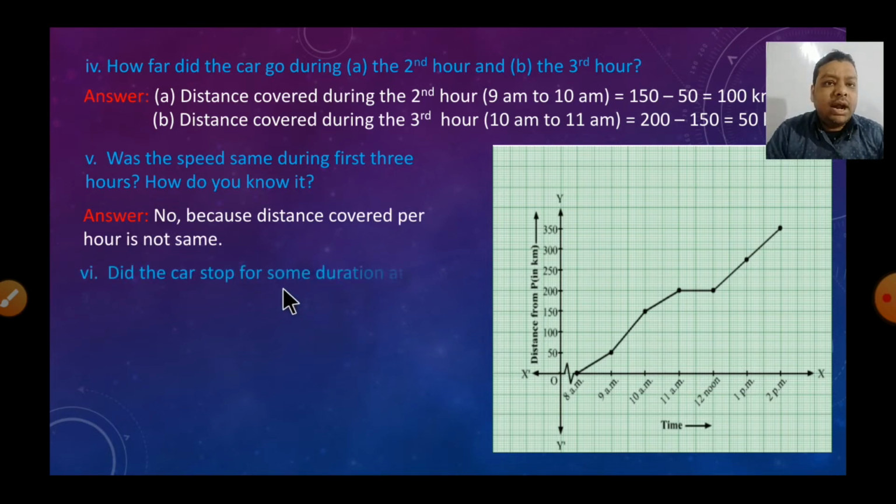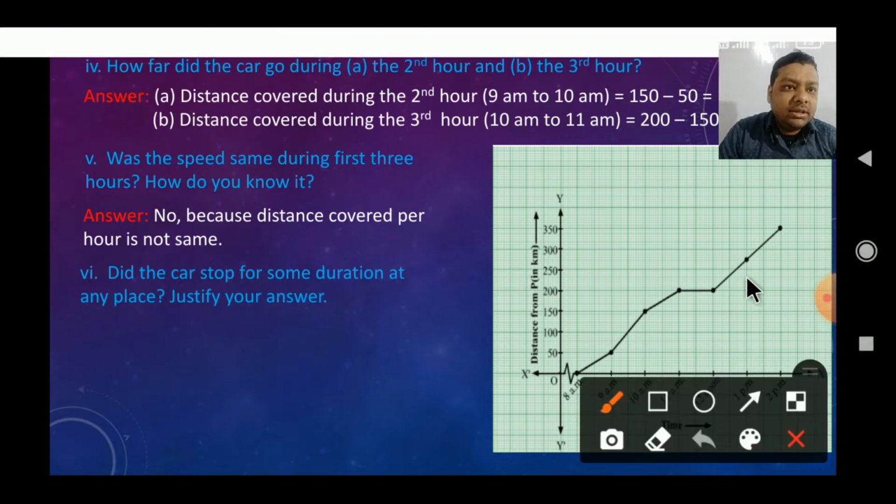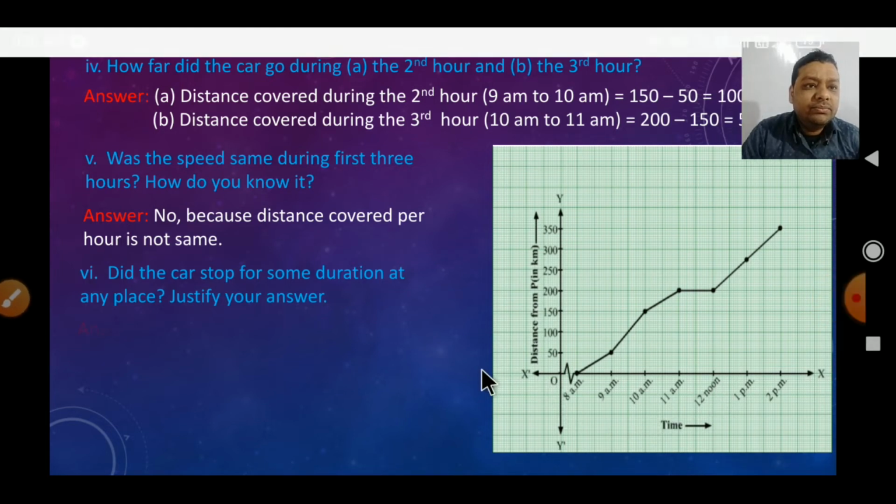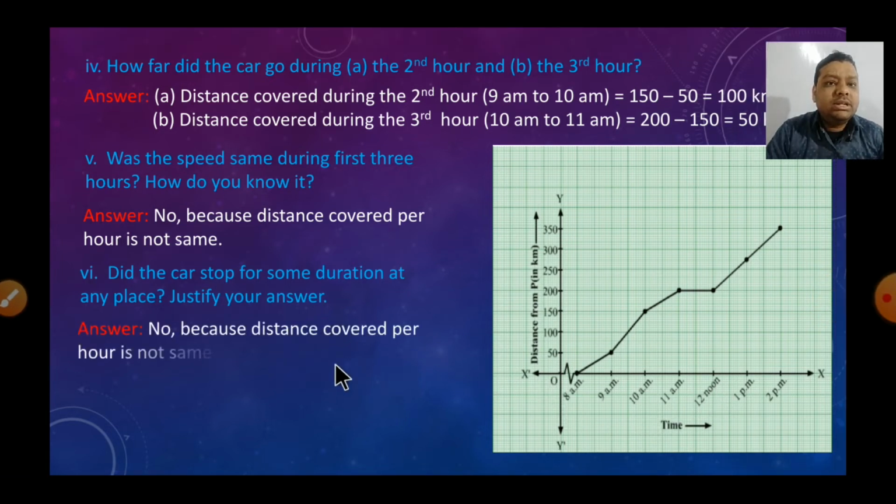Now, did the car stop for some duration at any place? Justify your answer. If the car stops, it means there will be no increase and no decrease in distance. You can see this part of the line. Here at this place the car stopped and no distance increased. No increase, no decrease. It means the car has stopped between 11 and 12.